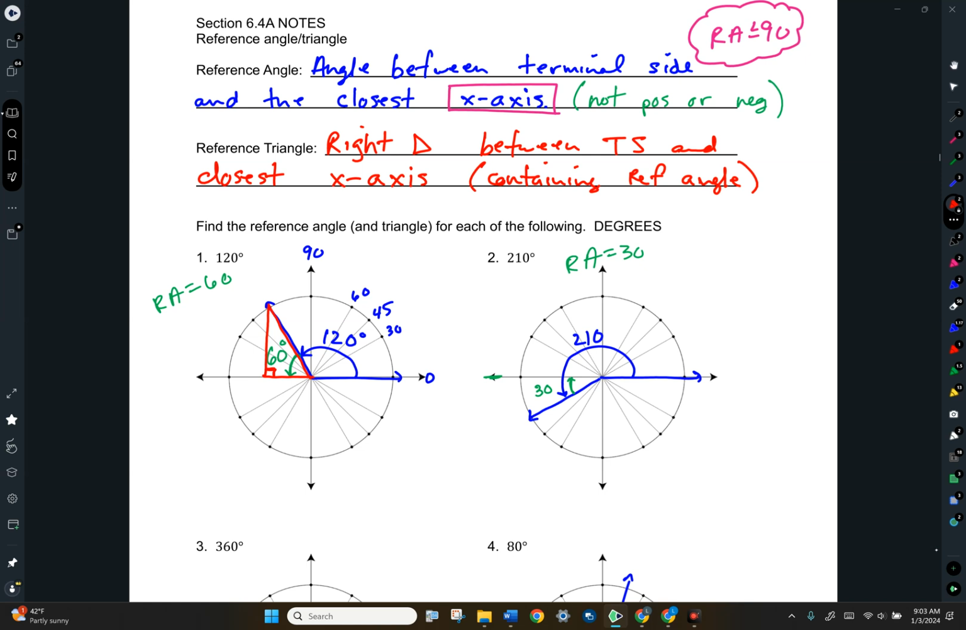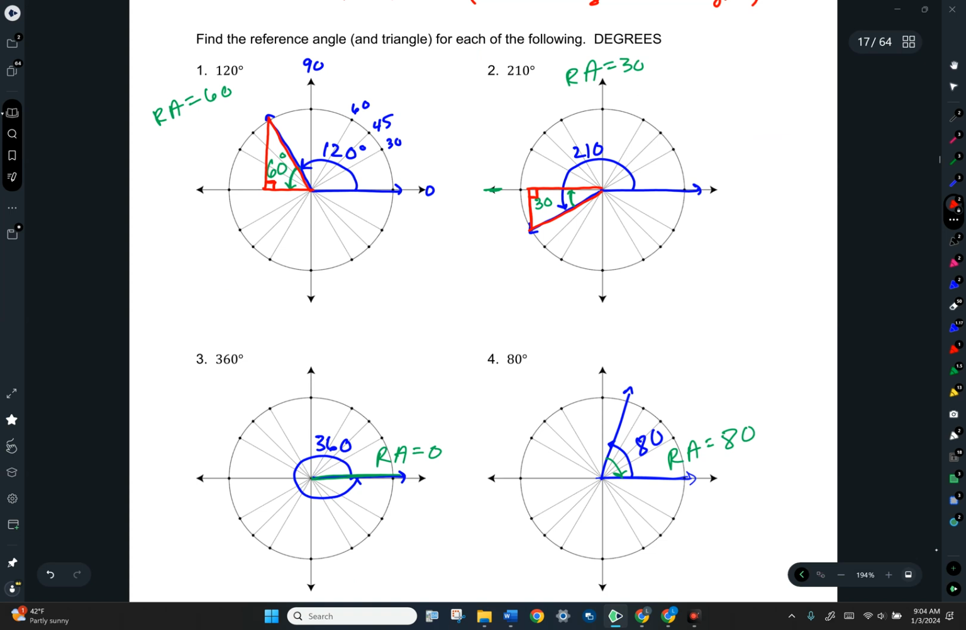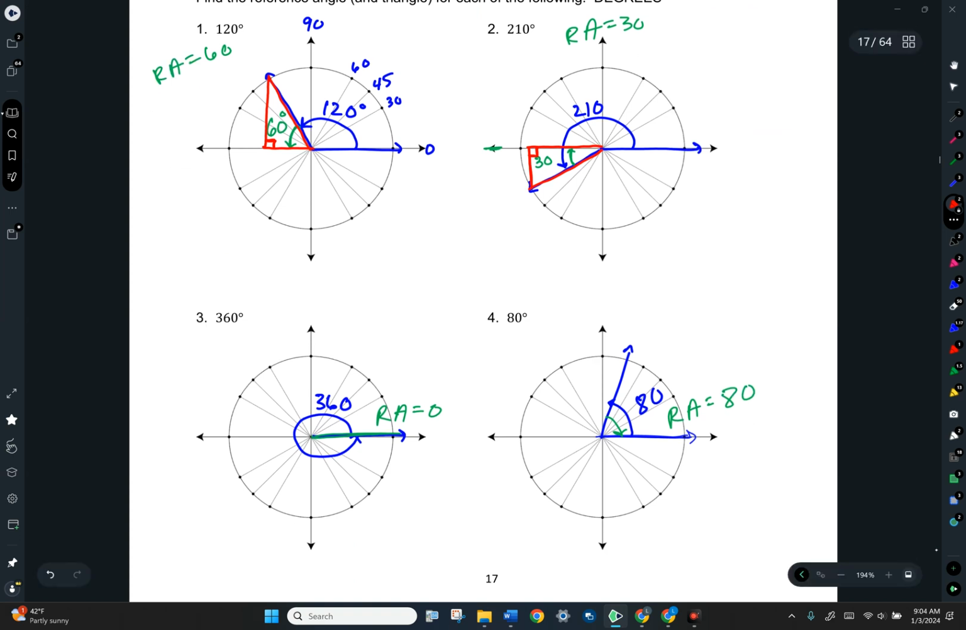So on number 2, here's my terminal side. Remember, my reference angle was the one right up here. So if I were to draw a line straight up to the x-axis so that it forms a right angle, so that is my reference triangle. Notice it's got the reference angle on the inside. Let's come back to number 3 in just a minute. So on number 4, here's my terminal side. If I were to drop a perpendicular line straight down to the x-axis, so here's the right triangle that is formed. It's got that 80-degree angle on the inside of it.